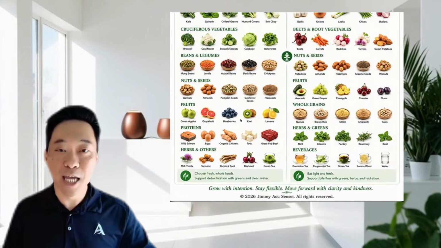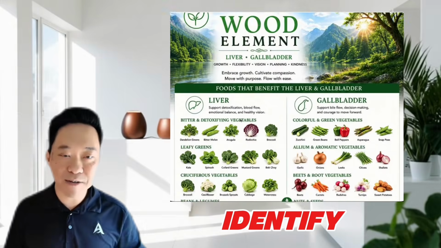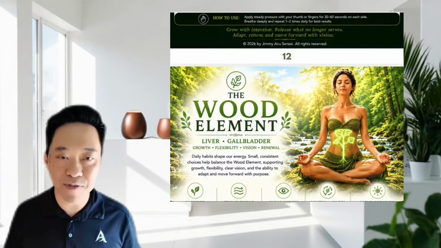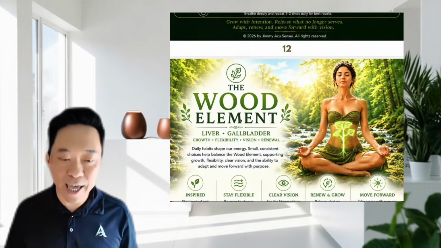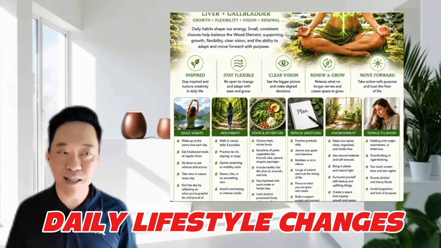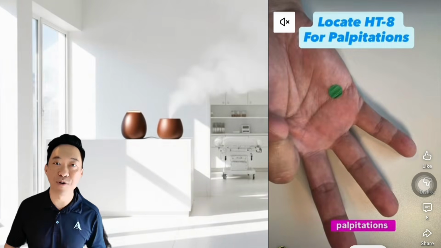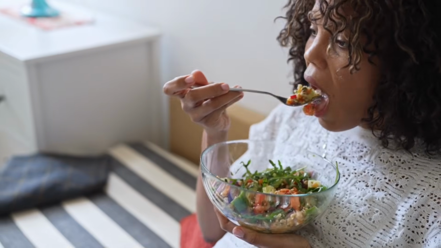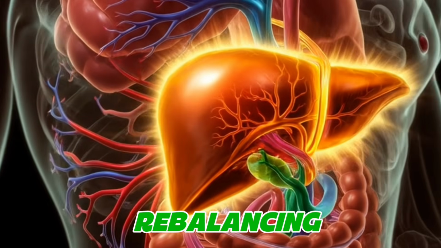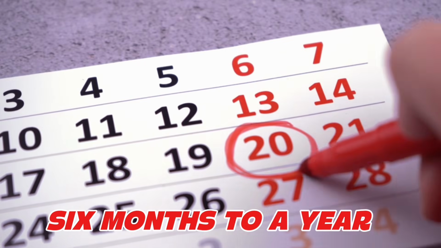All right. So go through this, and as you read through it, you may think, oh man, this sounds just like me. Execute these daily lifestyle changes. Execute these acupressure points, execute the food. And it will start day by day. It will start rebalancing your liver and gallbladder system. No, it's not going to happen overnight. It may not even happen over a week. It may not even happen over a month. It may take 6 months to a year.